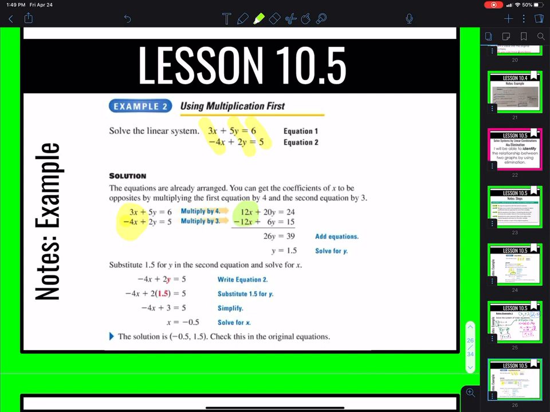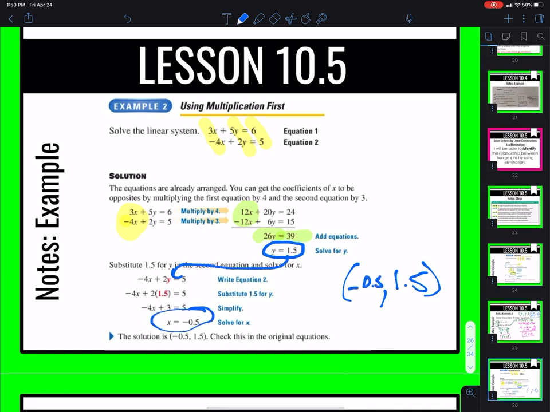Then our 12x minus our 12x cancels out, and we just add down for the other two sets of terms. So 20y plus 6y equals 26y, and then 24 plus 15 equals 39. One-step equation: they divided by 26 on both sides, and they were left with y equals 1.5. Now to solve for x, they plugged in 1.5 for y, solved for x, and they got negative 0.5. And that is the solution of that system of equations. Let's go ahead and do an example here.